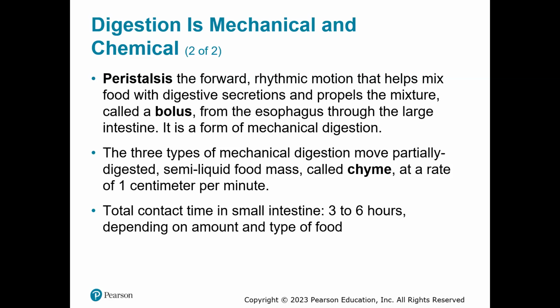So, after we chew up our food and we swallow it, we're going to call it a bolus at that point. And so it's that wad of chewed up food that's mixed with saliva and whatever else that is going to go down your esophagus and into your stomach. So we'll call it a bolus at that point once we've swallowed it. And then again, the peristaltic activity of the smooth muscle is going to propel that through the digestive tract.